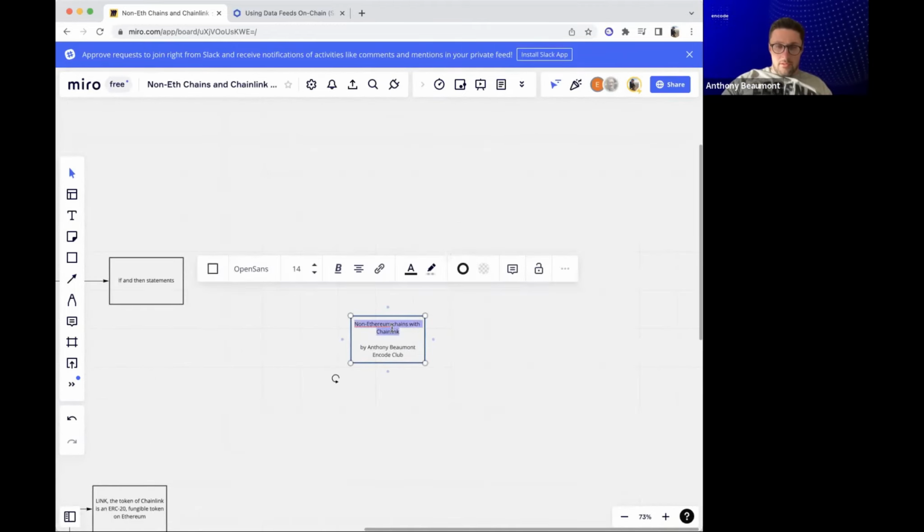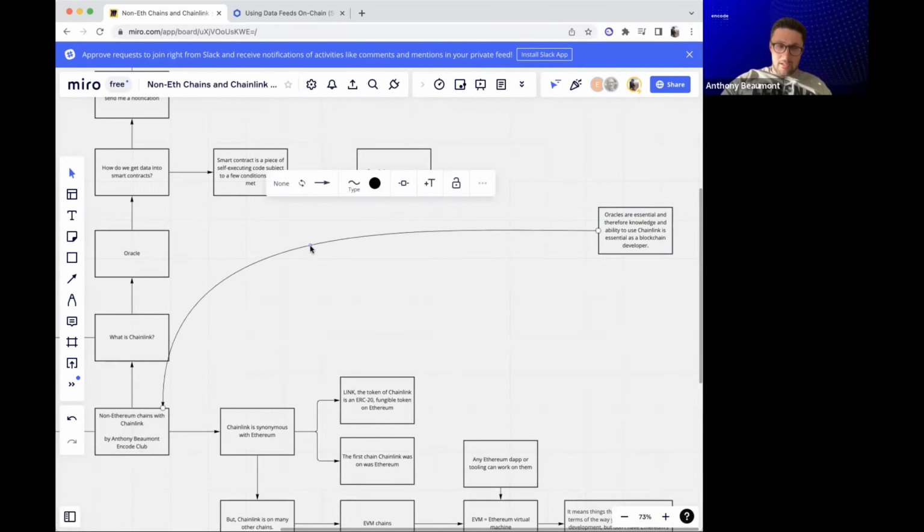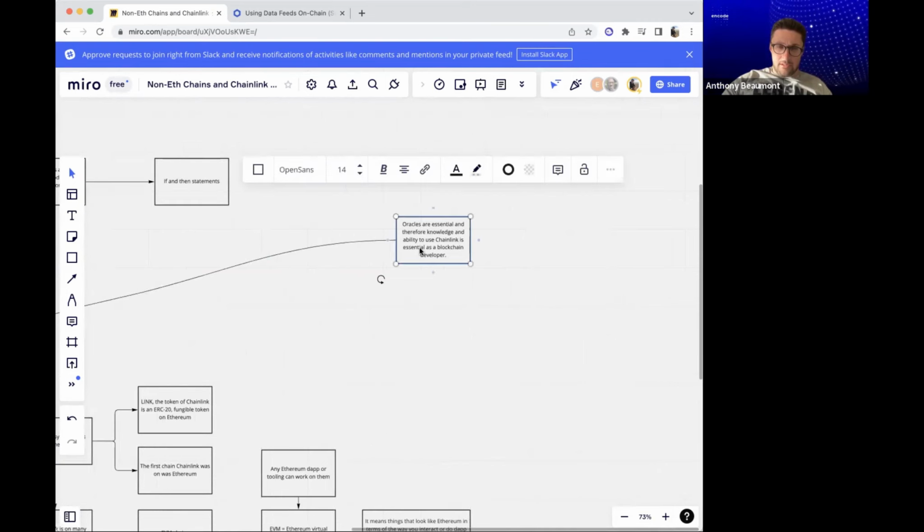So oracles are essential, and therefore Chainlink is essential. Knowledge and ability to use Chainlink is essential as a blockchain developer. There are other oracles available, but totally if you're working on Ethereum, Chainlink is fairly obligatory. There's another factor around this. Look at my little squiggly dot.